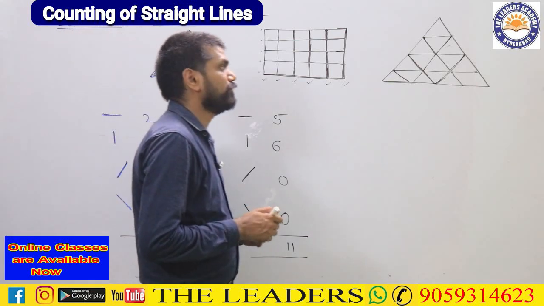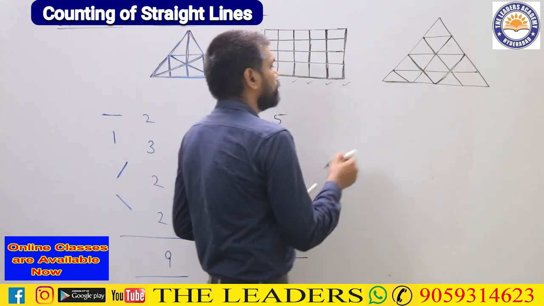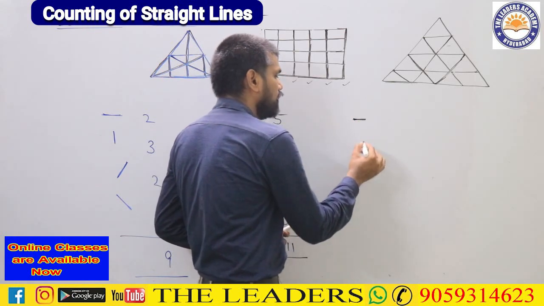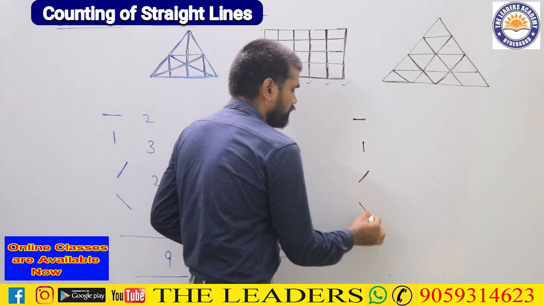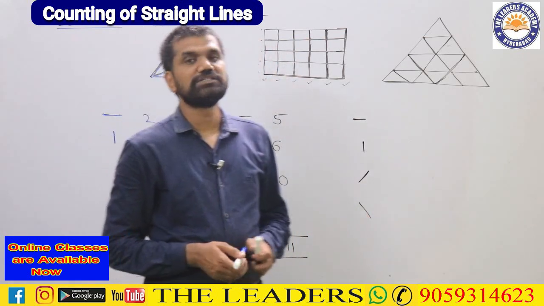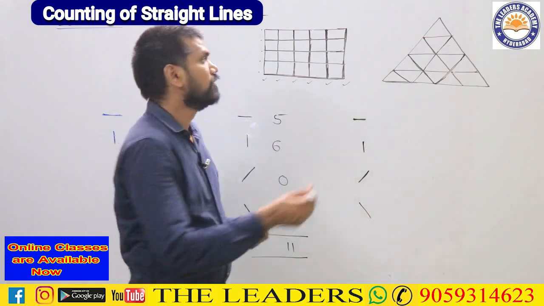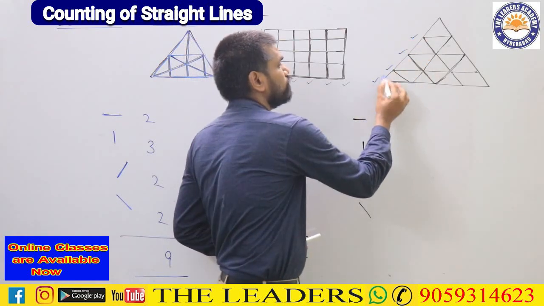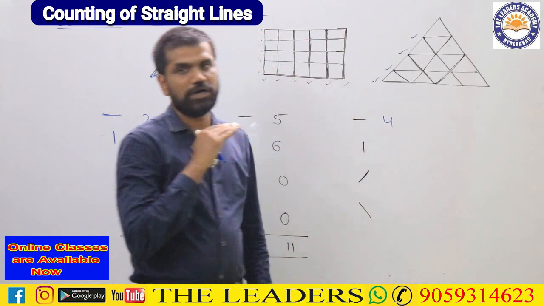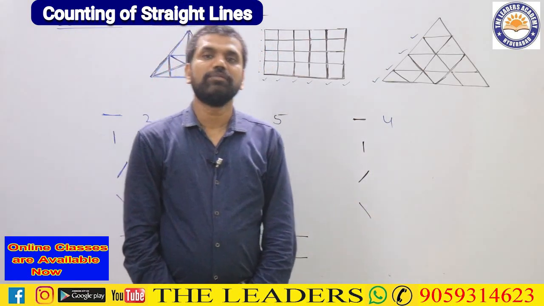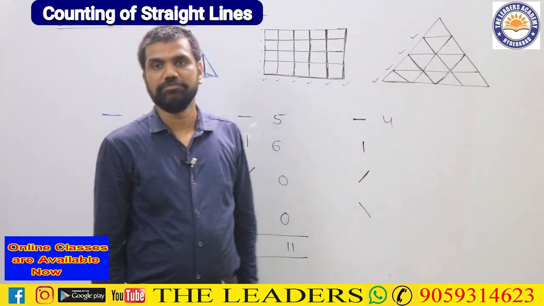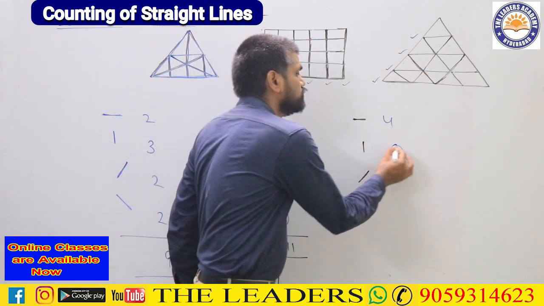Coming to this one now. In this particular diagram, if you check the horizontal lines, same vertical and slant lines over here. The number of horizontal lines in this particular diagram are 1, 2, 3, 4. In total we have 4 horizontal lines. Coming to the vertical lines, you do not have any vertical line in the diagram. Hence I am taking it as 0.